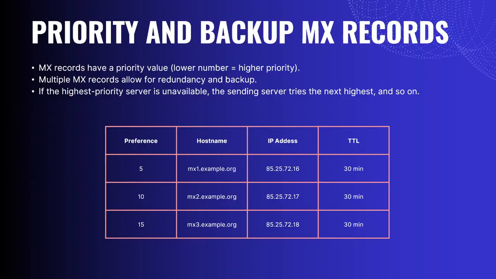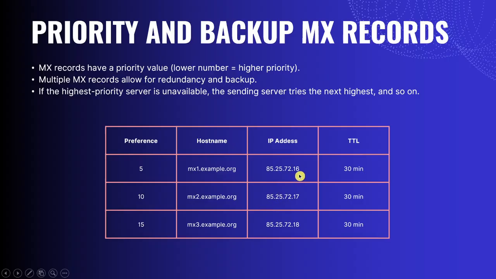Lower numbers indicate higher priority, so the system allows for redundancy. If the primary mail server is down, the sending mail server will automatically attempt to deliver to the backup servers, ensuring minimal email delivery disruption. In this example, we have three MX records. The first one is mx1.example.org, the second one is mx2.example.org, and the third one is mx3.example.org, and we have three IPv4 public IP addresses.